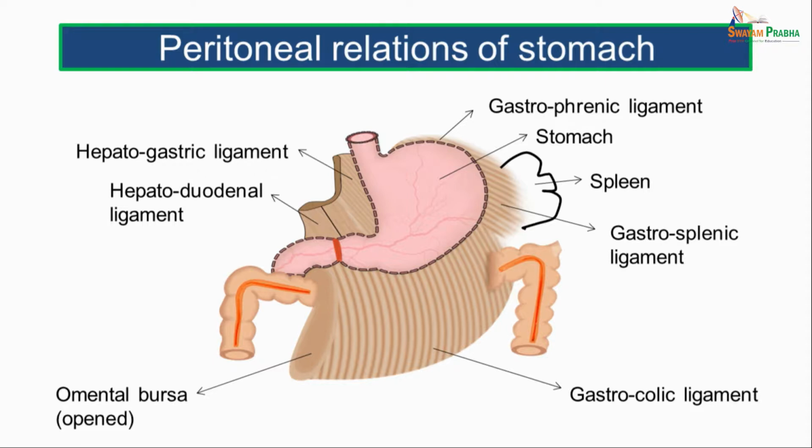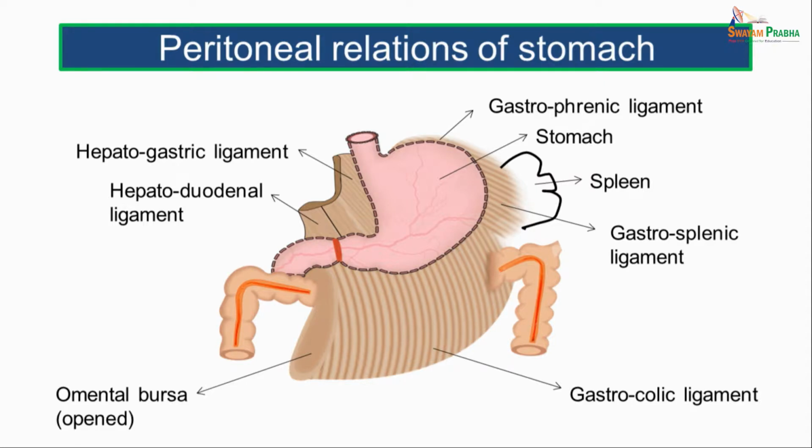gastrosplenic ligament. From the remaining part of the greater curvature, this bilaminar fold of peritoneum goes down towards the lower abdominal area, folds on itself and comes back as the greater omentum. It is also called as the gastrocolic ligament. It has got four layers.